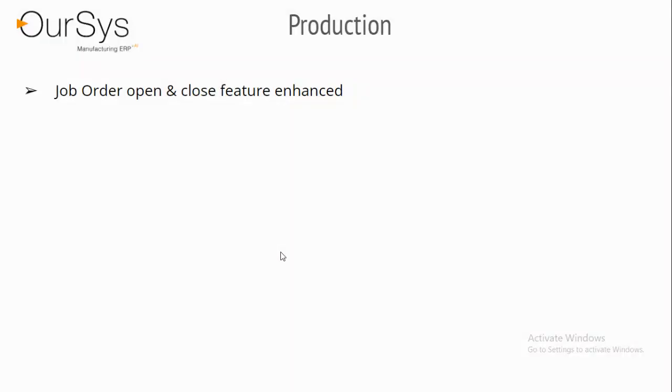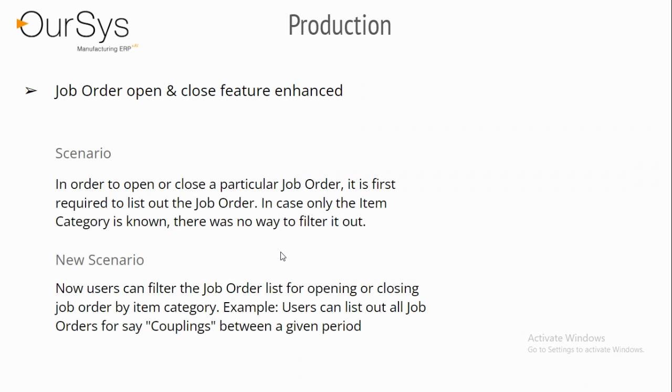In production, the next change we have made is that the job order open close feature is enhanced. Earlier we first had to list out the job orders, and in case only the item category was known, there was no way to filter it out. So now the user can filter the job list by item category.